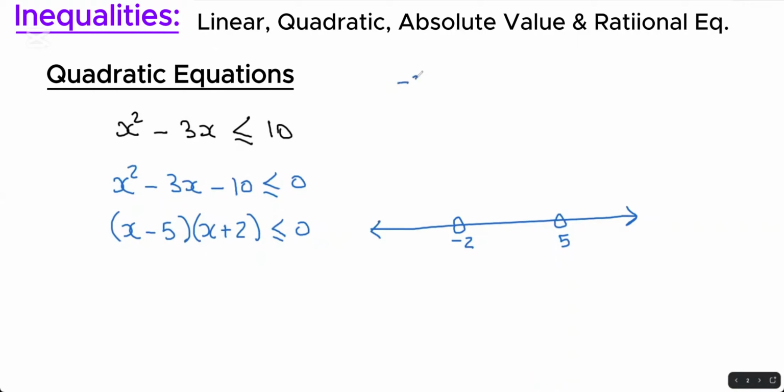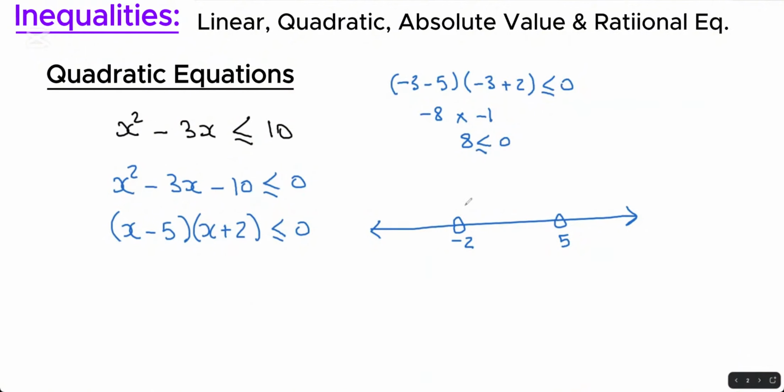So if I put negative 3 into this equation right here, negative 3 minus 5 and negative 3 plus 2 is less than or equal to 0. That gives me negative 8, and that gives me negative 1. Negative 8 times negative 1 is positive 8. Is that less than or equal to 0? Definitely not. So that's false. We don't shade in there.